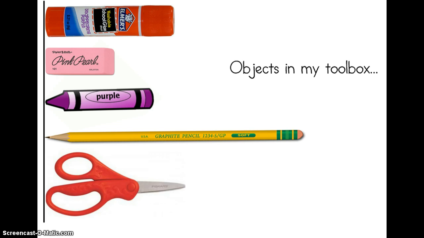All of the other objects are shorter than the pencil. I could say that the glue stick is longer than the crayon, but shorter than the pencil. I could say that the eraser is the shortest object in my toolbox. I could say that the scissors and the glue stick are about the same length. These are some different ways that I could compare the objects in this toolbox.